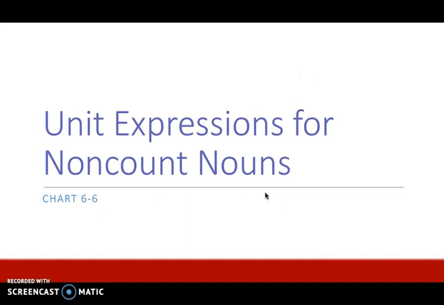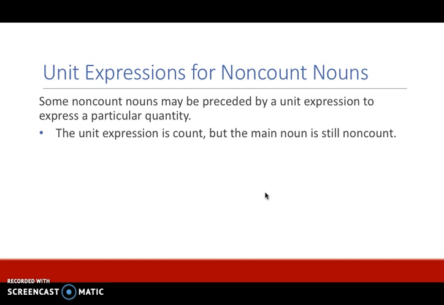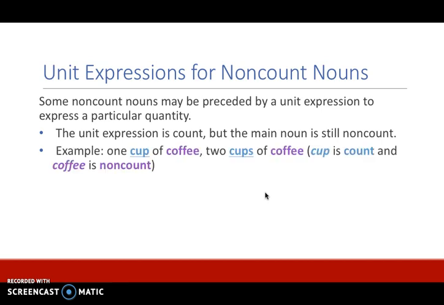Unit expressions for non-count nouns. Some non-count nouns may be preceded by a unit expression to express a particular quantity. The unit expression is count, but the main noun is still non-count. Here's an example. 1 cup of coffee, 2 cups of coffee. So cup is a count noun. Coffee is a non-count noun. So we can count the cups. 1 cup, 2 cups. But we still don't count the coffee.